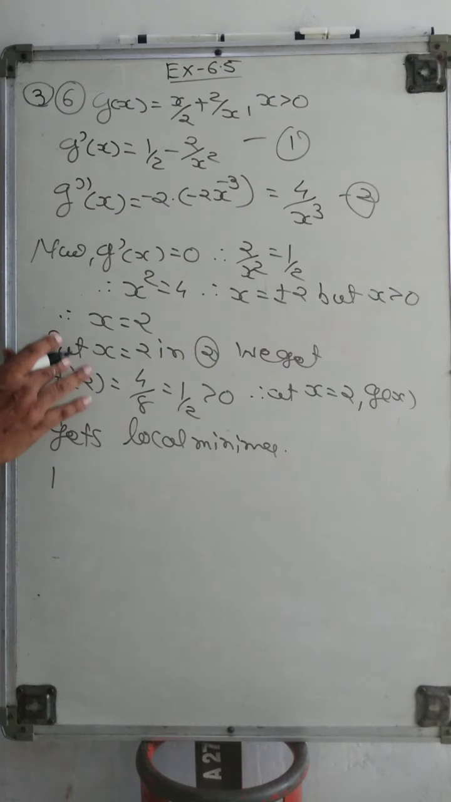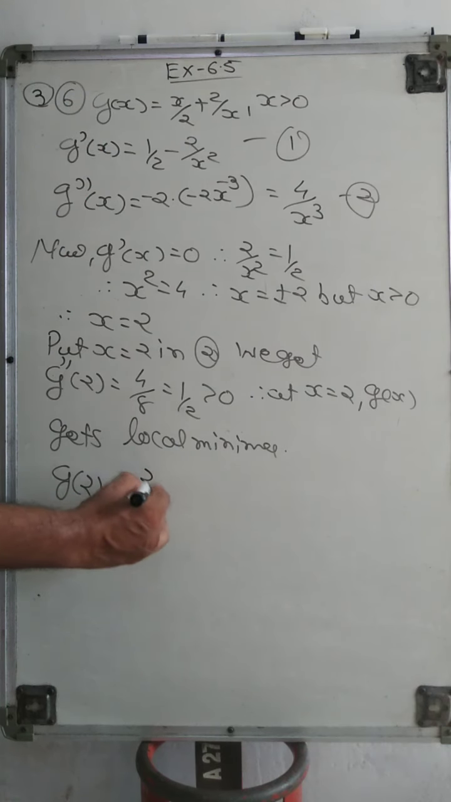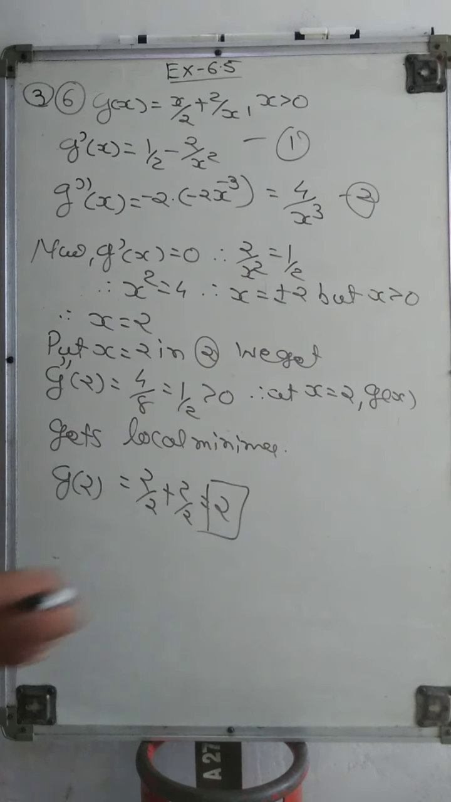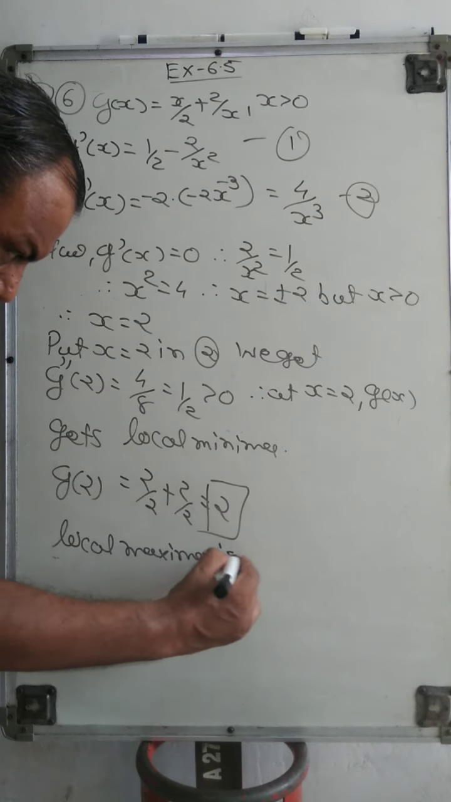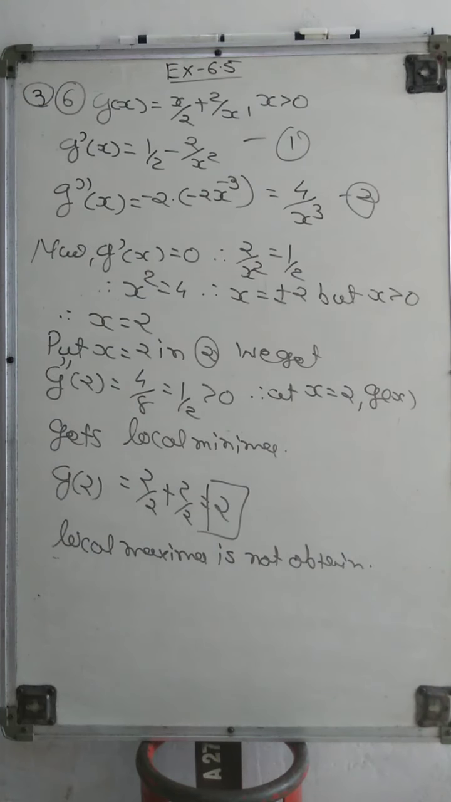And this is g. So g double dash 2. Okay. So g double dash 2 is equal to 2 by 2 plus 2 by 2, which is 2. Therefore, local minima is 2 by 2, local maxima is not obtained at all, right? Local maxima is not obtained. Okay, then we go for the next one.